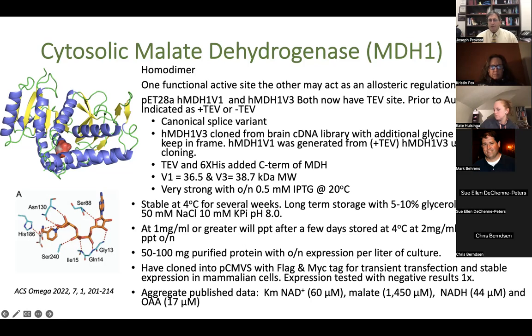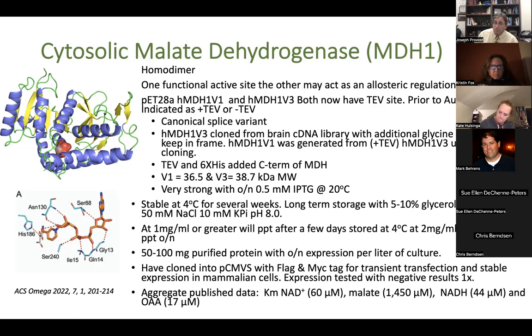These are available in a pET28 vector, which means if you're going to express them in bacteria, you have to make sure you have a DE3 BL21 or similar clone of bacteria. They all, as I said, have TEV. The monomer sizes for V1 and V3 will be 36.5 and 38.5 kDa. They express very, very well with an overnight 0.5 millimolar IPTG, or 1 millimolar IPTG for a few hours at 37 degrees, and you're going to get a lot of protein.